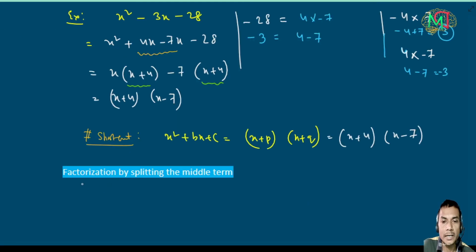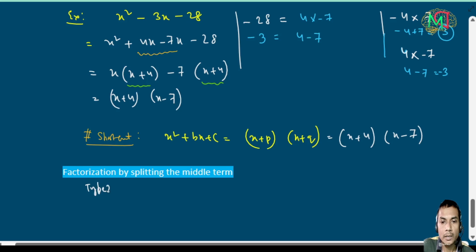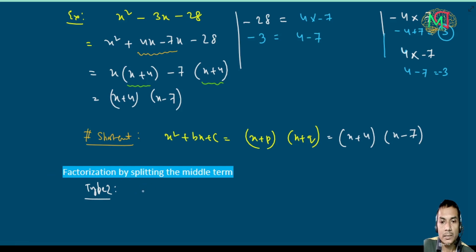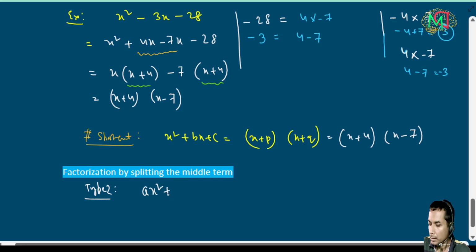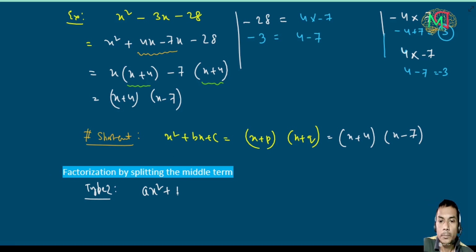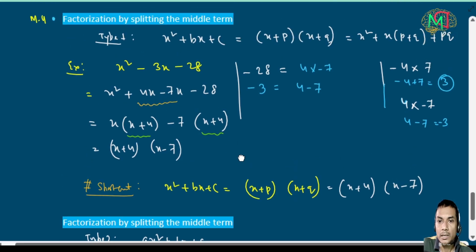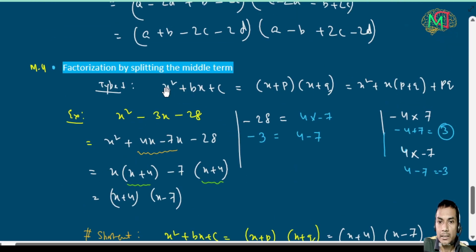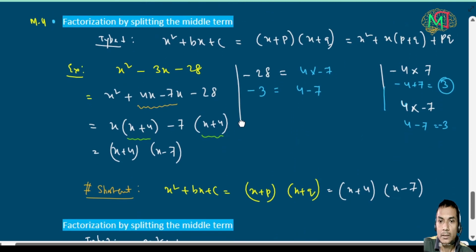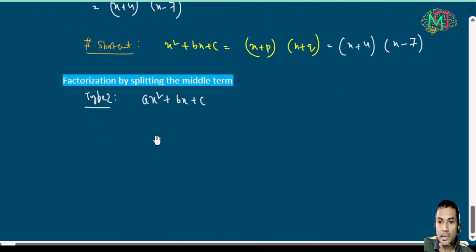Now we learn type 2 of the factorization by splitting the middle term of quadratic polynomials. For example, if the general expression of the polynomial is ax square plus bx plus c. Can you compare it with the earlier example? There, a was missing, meaning a is actually 1, but here the variable a is there.